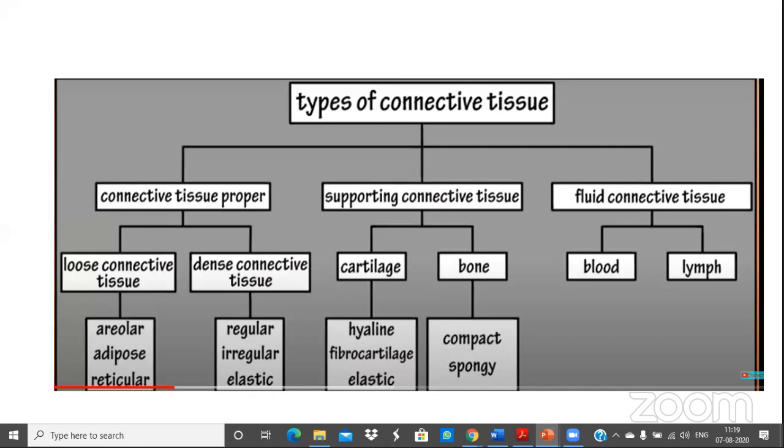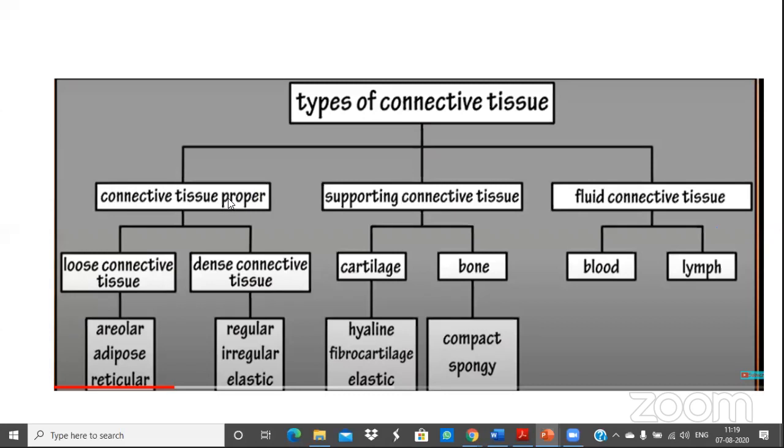They are doing connecting function. Whatever name it has, loose connective tissue or dense connective tissue, or regular connective tissue, or cartilage, or bone, the thing is, all they do is connecting function. Okay, the main broad categories here are connective tissue proper and connective tissue improper. This improper comes under two headings: one is supporting connective tissue, another is fluid connective tissue.